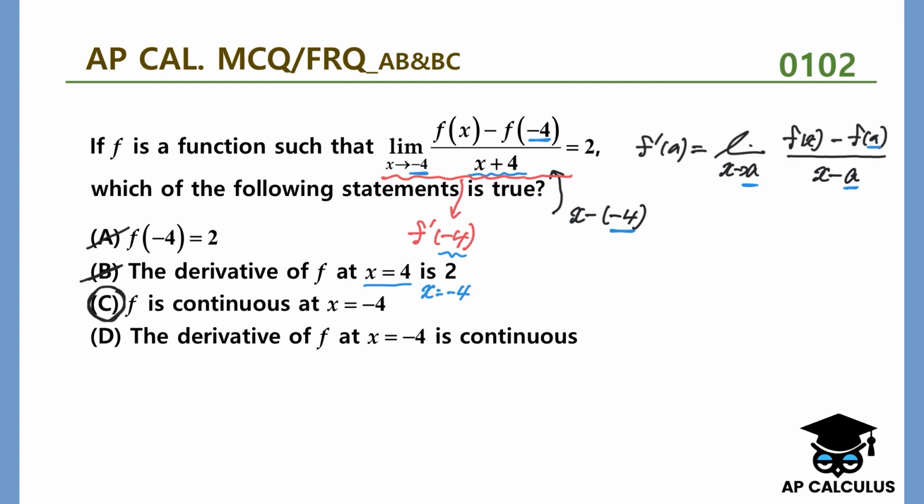Okay, answer choice D. It says the derivative of f at x equal negative 4 is continuous. We know that f prime negative 4 is equal to 2, but we don't know if f prime, the derivative of f, is continuous at x equal negative 4, right? So this is not always true. The answer for this question has to be C.